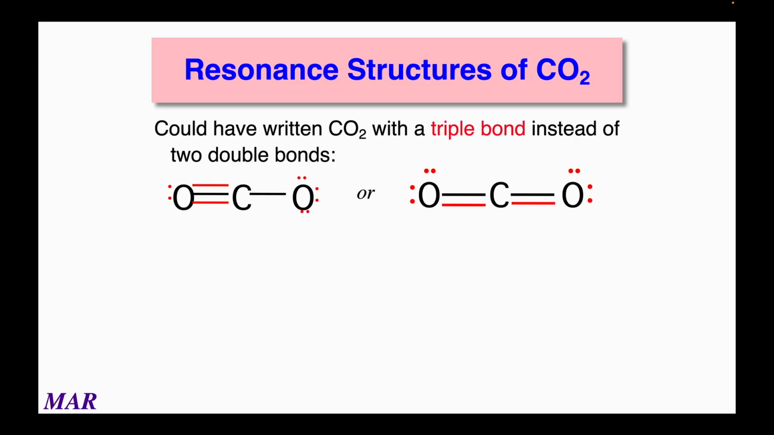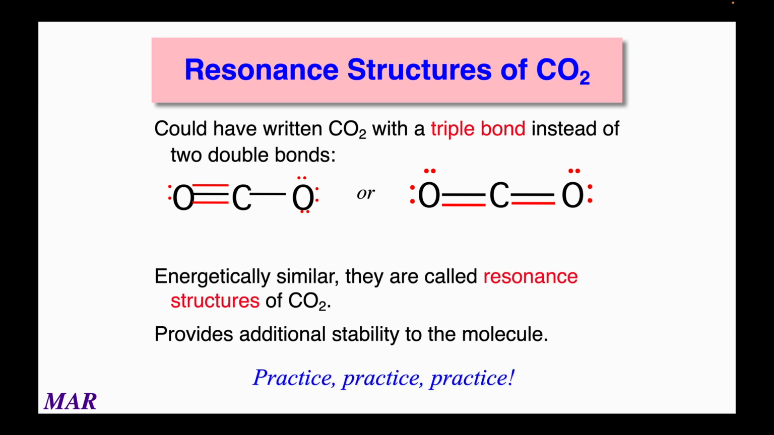Carbon dioxide could have been written with a triple bond on the left and a single bond on the right. And that's very true, all right? Because the carbon in the middle on the left will then have 4 pairs, just like the carbon in the right-hand structure, stuff like that. So a triple bond and a single bond is a possibility. These are called resonance structures of carbon dioxide. And resonance makes the molecule more stable, believe it or not.